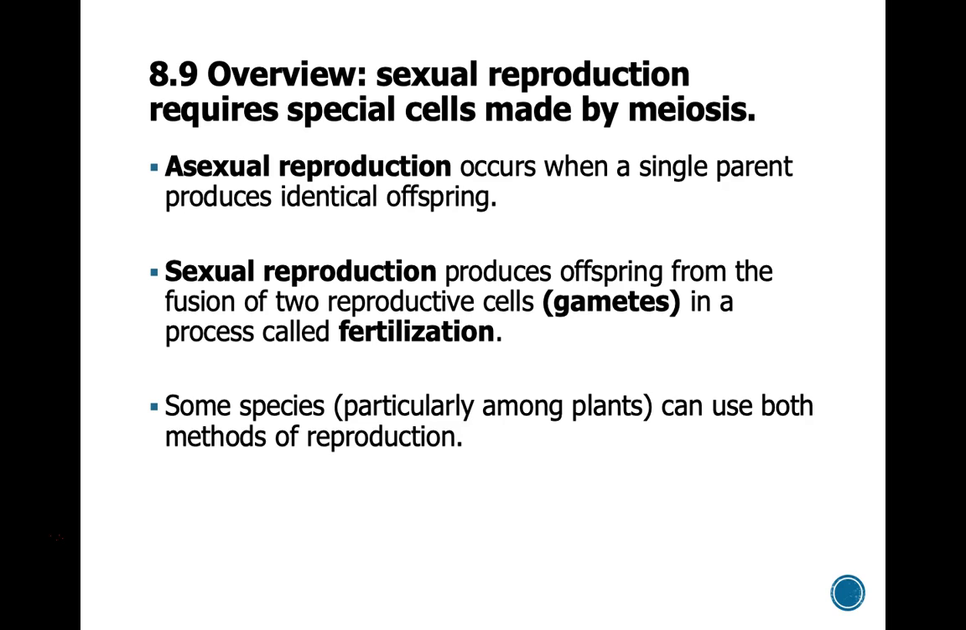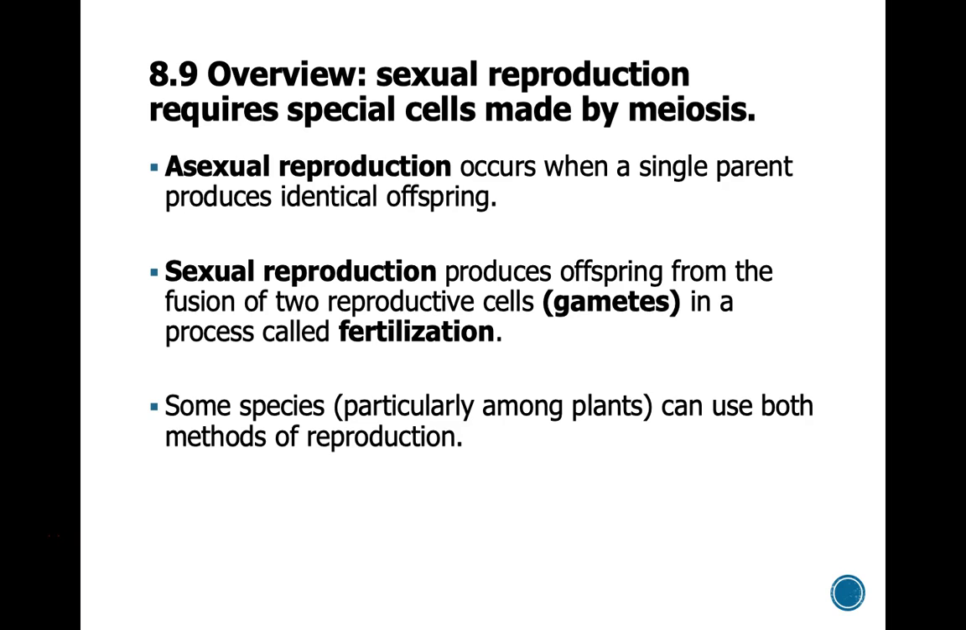The other process by which organisms can reproduce is sexual reproduction. So this is the one that you guys are probably most familiar with. This is where you get the fusion of two reproductive cells. Our reproductive cells are called gametes, generally called sperm and eggs. And this process is called fertilization. So you get the fusing of those two gametes. Those cells then divide and grow into a multicellular organism.